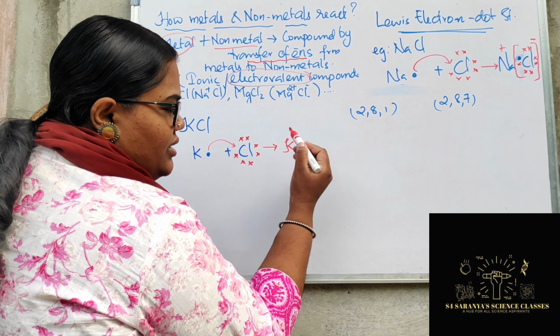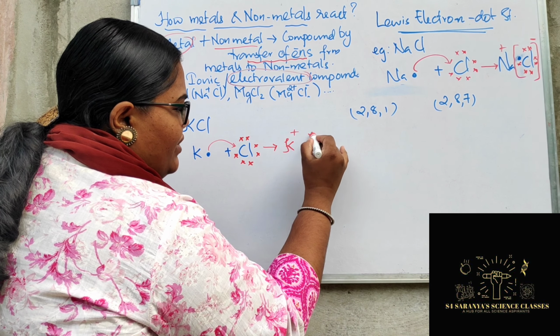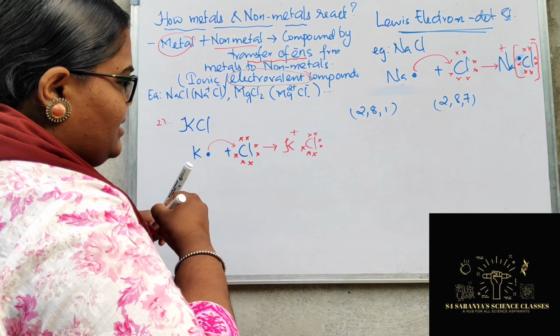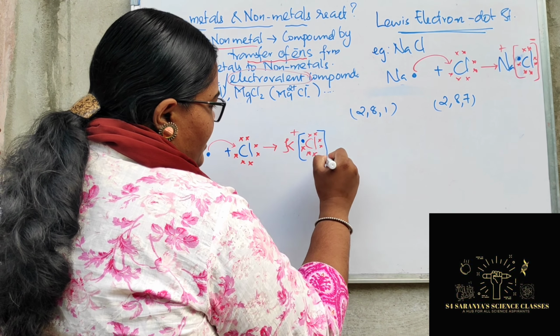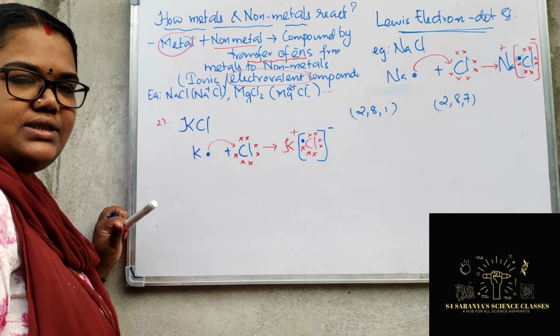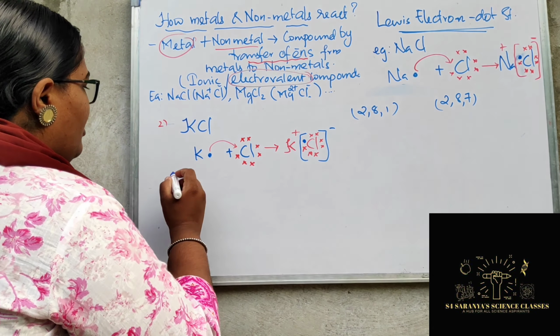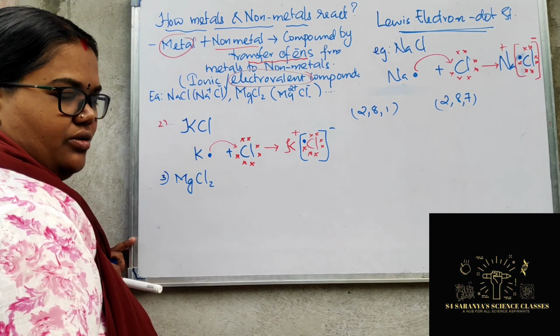K, here nothing is there, so it will have a positive charge. Cl, actually you can see 1, 2, 3, 4, 5, 6, 7, and along with that this one will be here. So here there is a total negative charge. So this is the KCl. Clear? Right. Now if you are taking another example of magnesium chloride, MgCl2, what will be the equation?